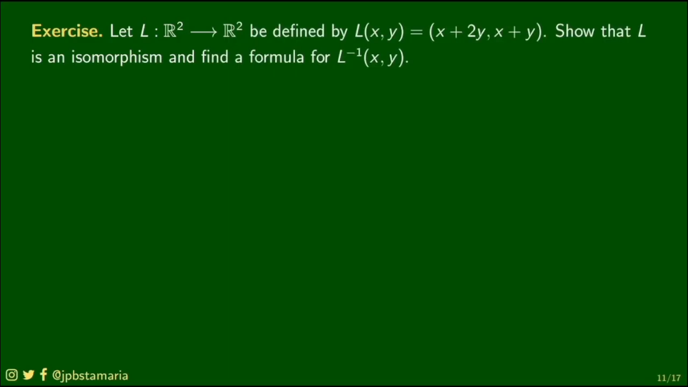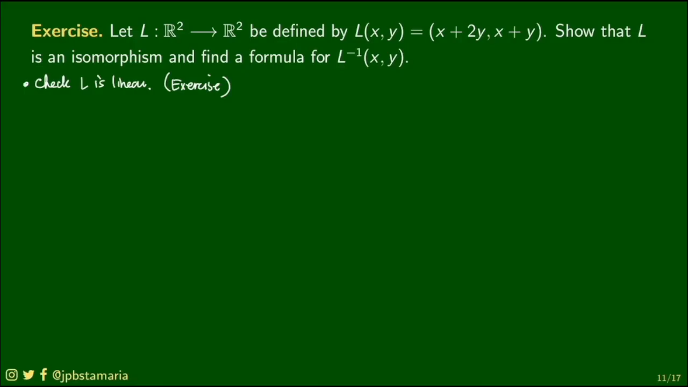So here, as an exercise, we're going to show that L is an isomorphism from R2 to R2, given this formula, and find the formula for the inverse, right? So how do we do this? First, you check that L is linear. You show that the two axioms for a linear transformation are satisfied, and I'm leaving this to you as an exercise. Okay?